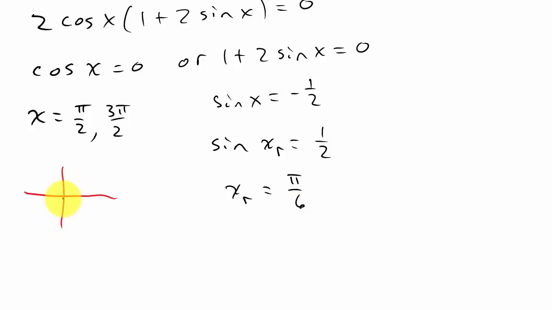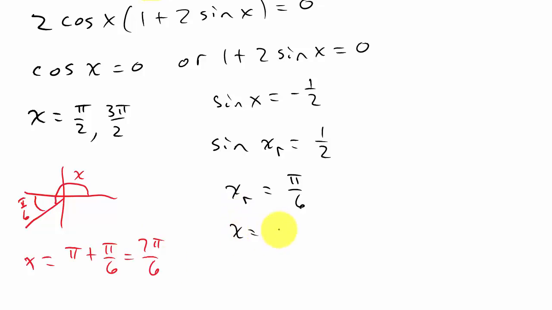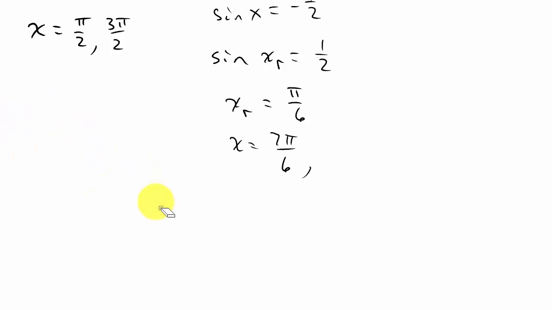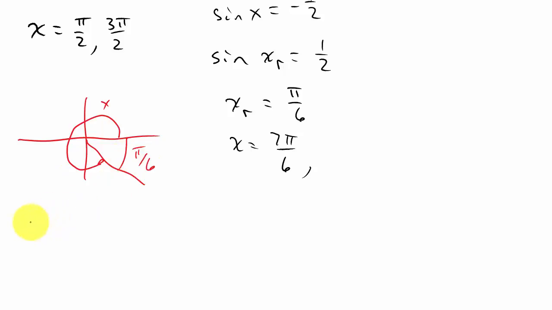If I draw my solution in the third quadrant, this is pi over 6, my reference angle, and there's my angle. In this case, x would be pi plus pi over 6, which is 7 pi over 6. So one solution is x equals 7 pi over 6. The other solution is in the fourth quadrant. There's x, and here's my reference angle, pi over 6. So x would be 2 pi minus pi over 6, which is 11 pi over 6.